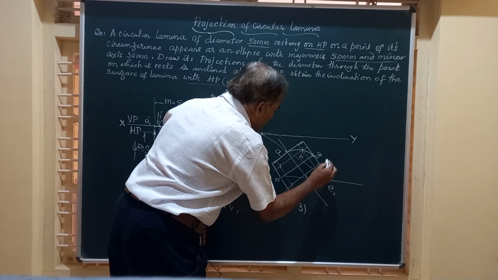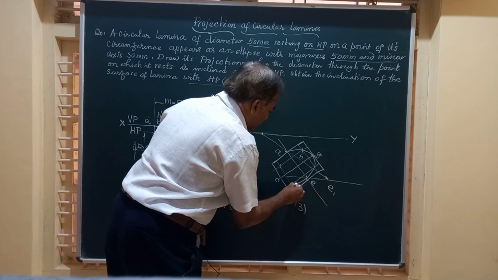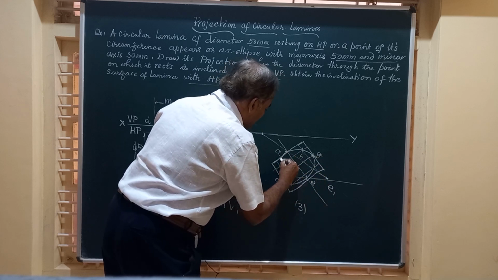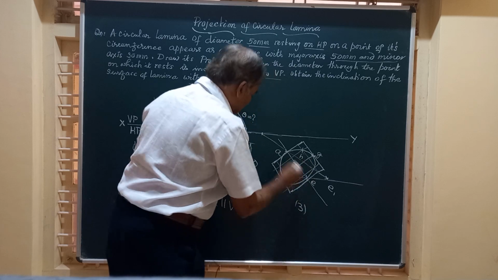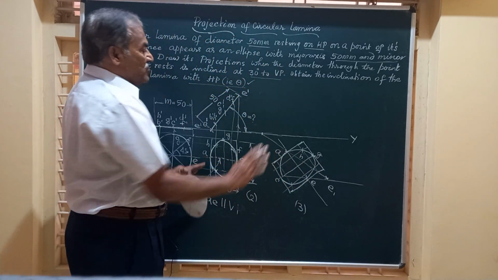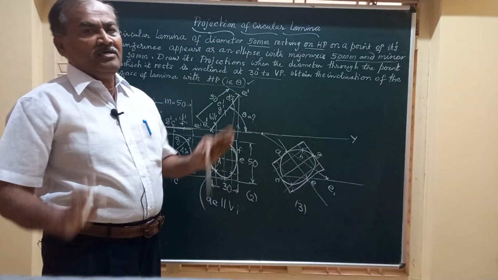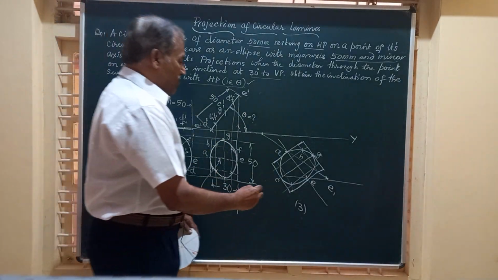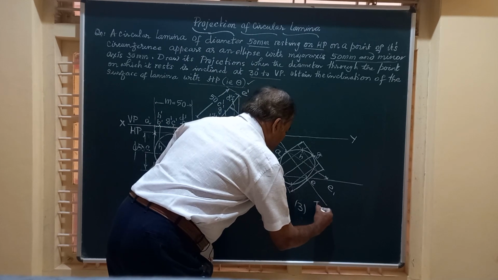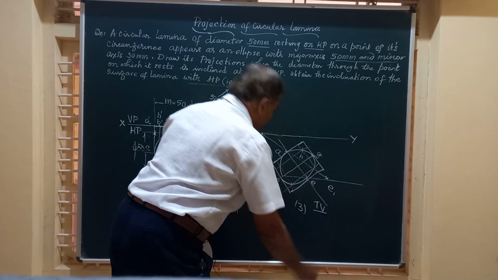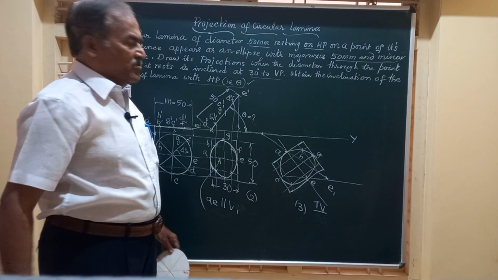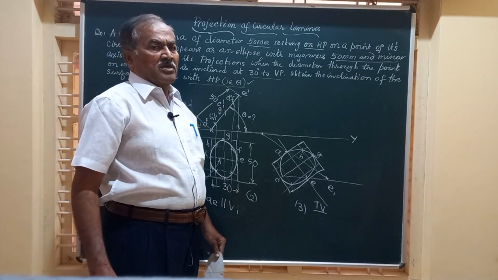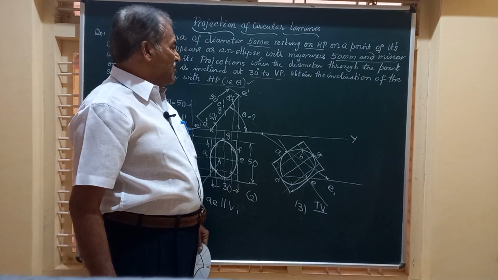So friends, I am going to join all these points by a smooth continuous curve. So this is another ellipse. These two ellipses are the same. They have the same dimension. Friends, we have got the final top view of the lamina. From this final top view, we should draw the front view of that lamina.